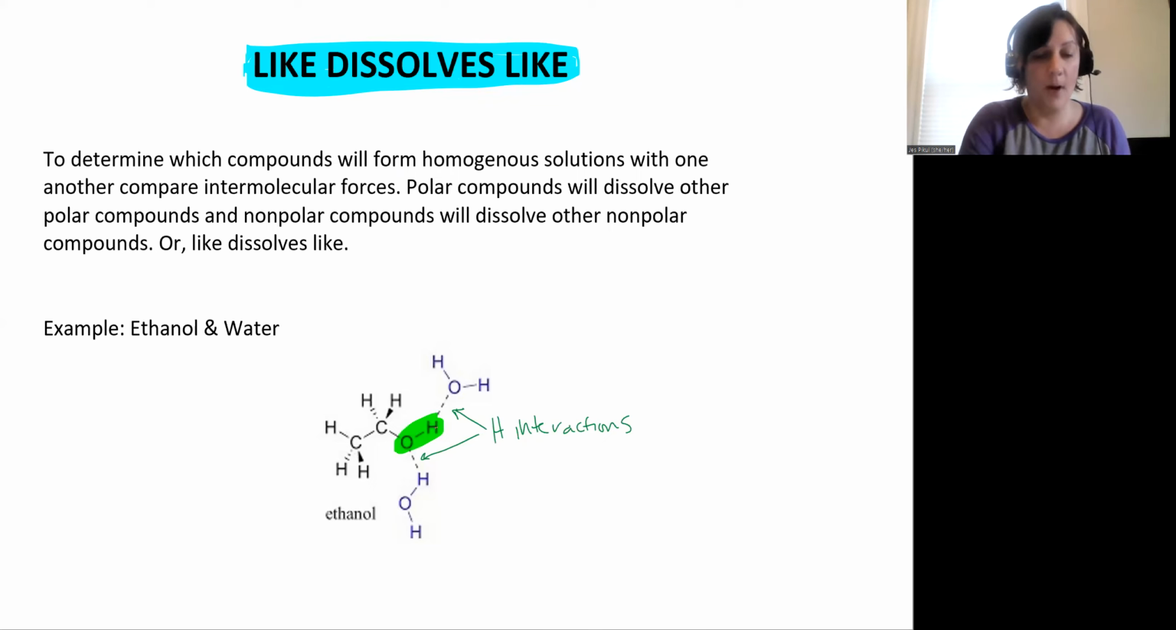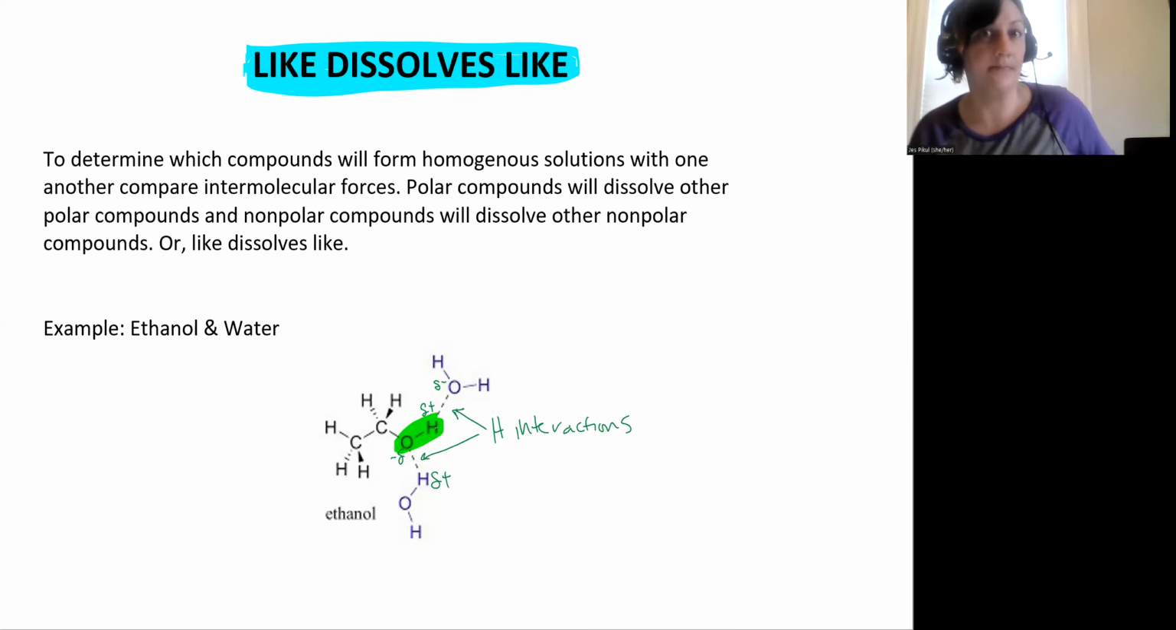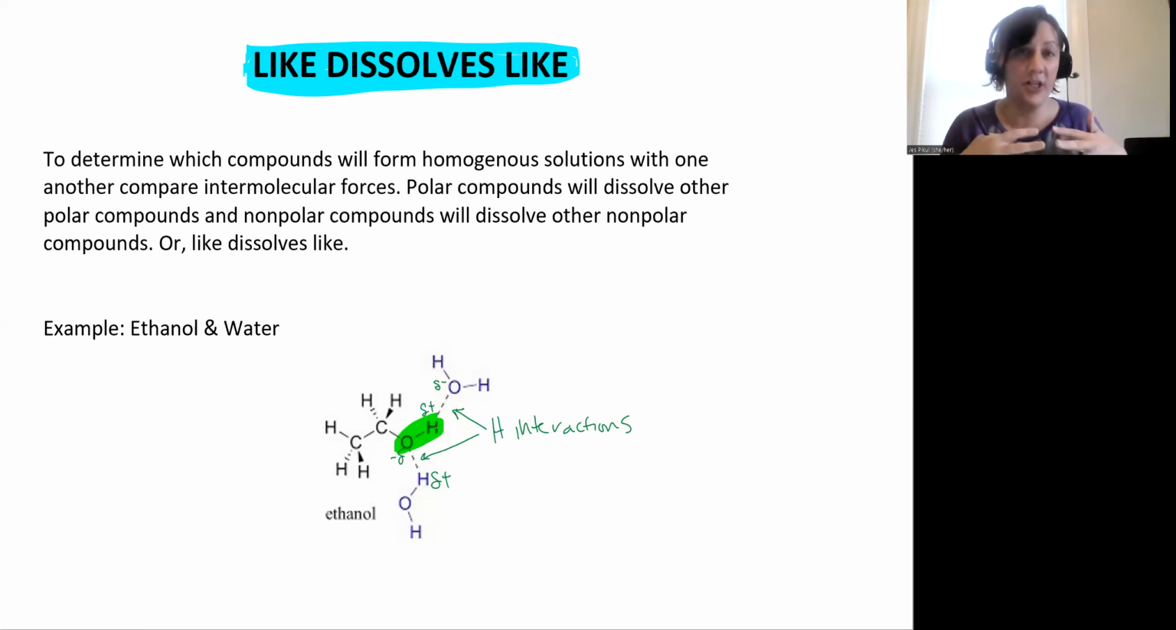And so the partial negative charge of our water molecules' oxygens and their lone pairs will interact with the partial positive charge on this hydrogen that's bonded to an oxygen. The oxygen in the ethanol is also a partial negative charge that can interact with a partial positive charge on a water. And so these hydrogen interactions that would exist within just a pure sample of ethanol also exist between the ethanol and the water. And so there's a similarity there.